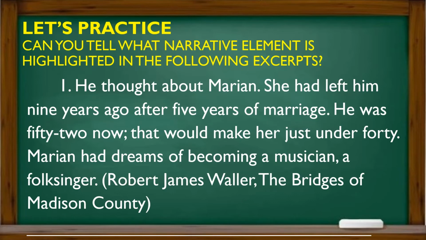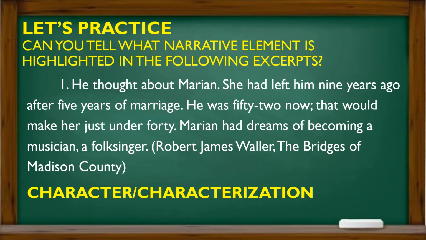Let's practice. Can you tell what narrative element is highlighted in the following excerpts? Number 1. He thought about Marian. She had left him 9 years ago after 5 years of marriage. He was 52 now. That would make her just under 40. Marian had dreams of becoming a musician, a folk singer. By Robert James Waller, The Bridges of Madison County. You're right. The narrative element highlighted in this excerpt is character or characterization.